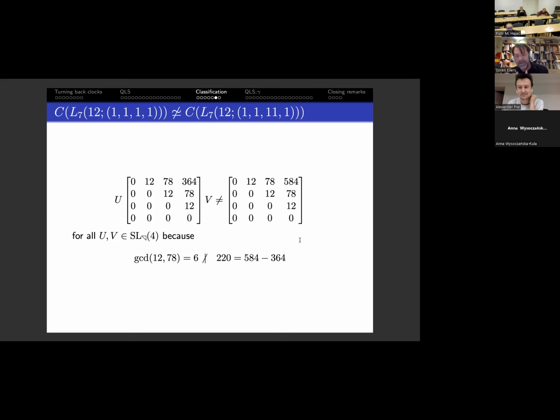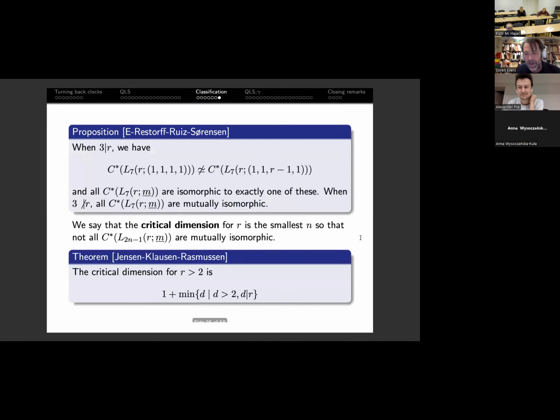So the combinatorics of this is a little bit intricate, but it's fairly straightforward, and it comes back to which numbers divide what. A little more systematically, we proved in our paper that if 3 divides R, then it always happens that if you take 1, 1, 1, 1 and compare it to 1, 1, minus 1, 1, they're different. This will not be the same C-star algebra up to isomorphism. But if 3 does not divide R, then all of these are actually the same.